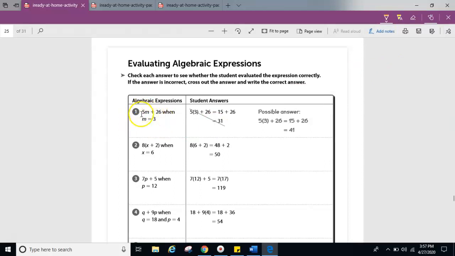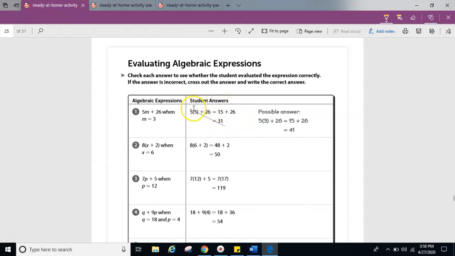So m equals 3. Like I said before, if you have a number and a letter right next to each other, you multiply them. So they plugged in 3 right here. 5 times 3 plus 26. And then they chugged it. 5 times 3 is 15 plus 26 equals 31.